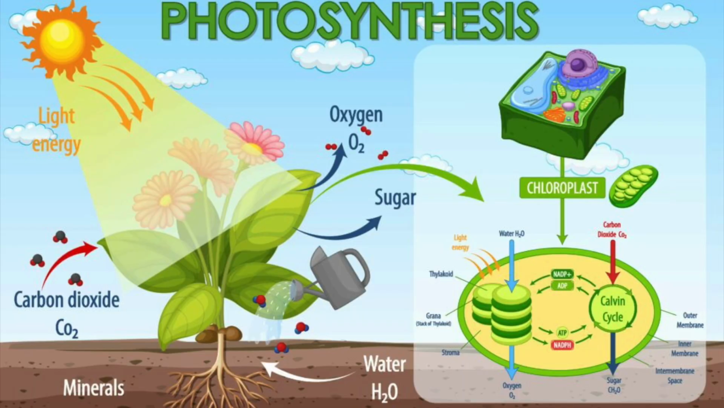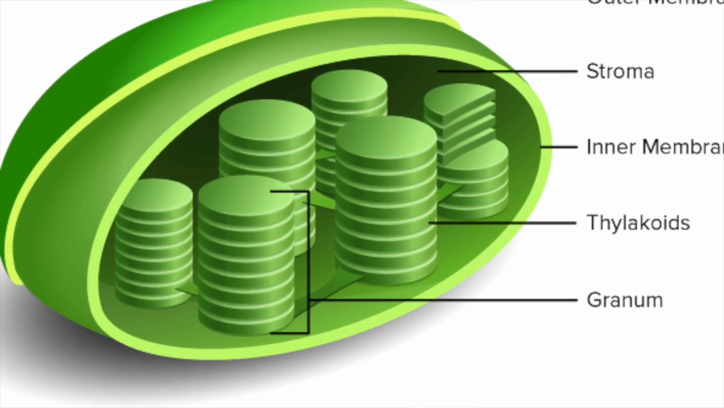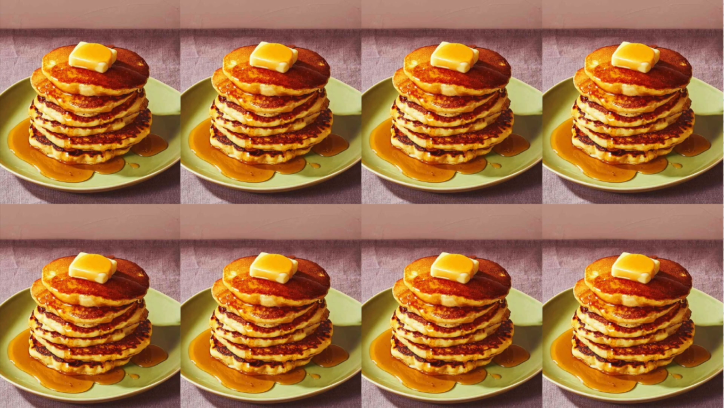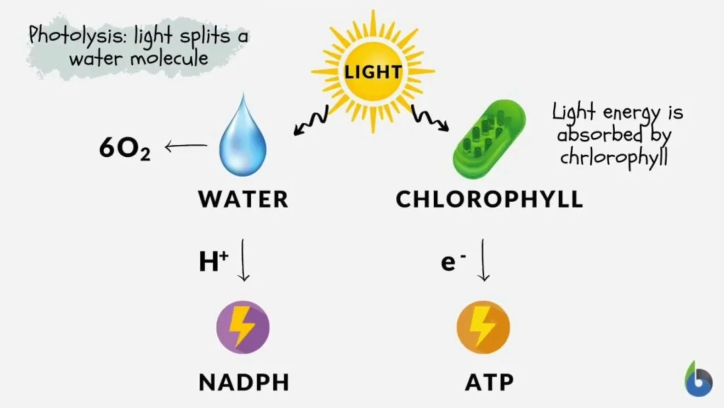So that excitement kicks off the first part of photosynthesis, called the light-dependent reactions, which take place in the thylakoid membranes, which are like stacks of pancakes inside the chloroplasts. Here, water molecules get split in a process called photolysis, creating oxygen, protons, and electrons.